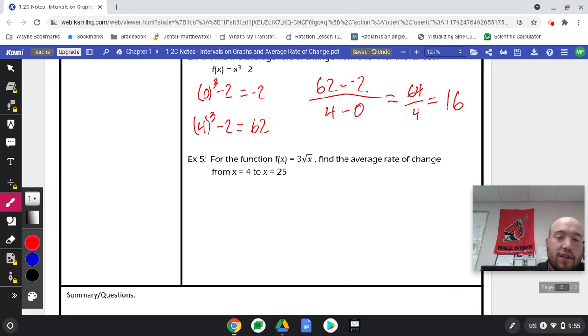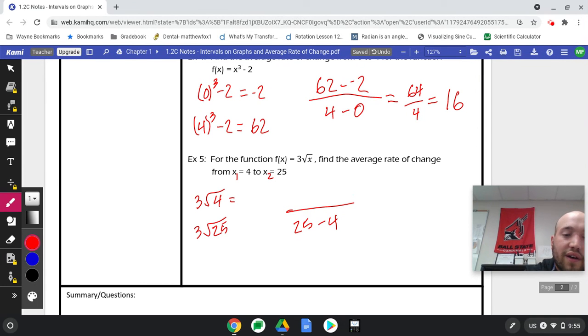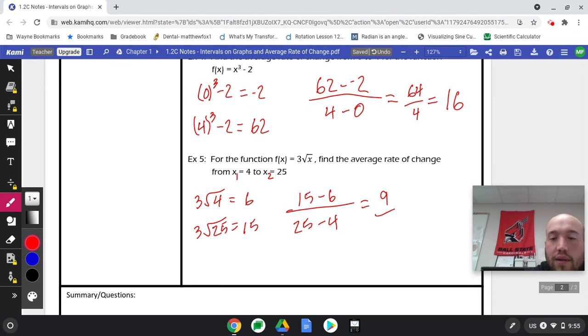Our final one, once again, we label this as our x1, this as our x2. So we know it's going to be 25 minus 4 on the bottom. Now to plug that in, 3 square root of 4 and 3 square root of 25. Square root of 4 is 2, 3 times 2 is 6. Square root of 25 is 5, 3 times 5 is 15. So then we do 15 minus 6, that will give us 9 on top. 25 minus 4 is 21 on the bottom, which will reduce. 3 goes into both of those, so 3 over 7 is our final answer.